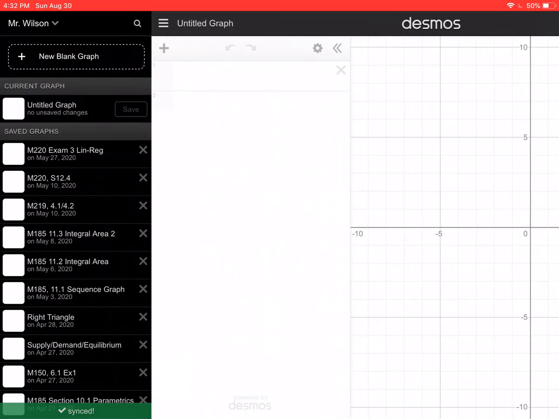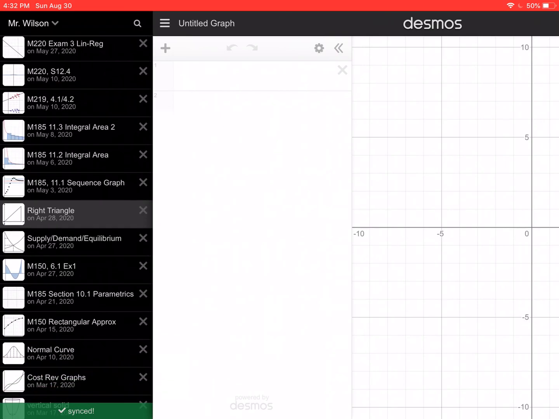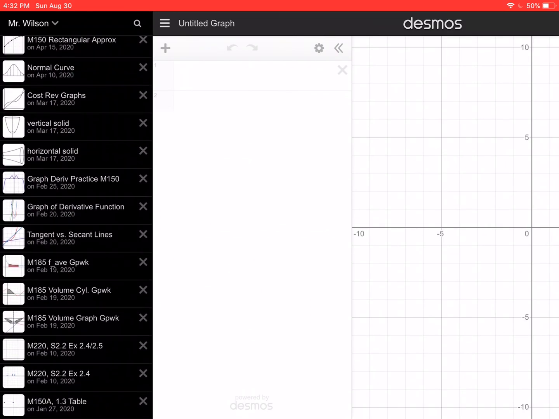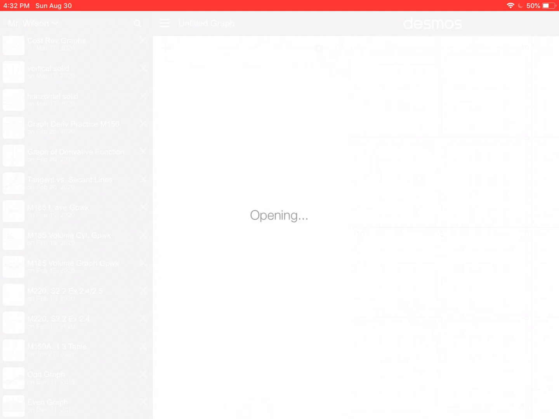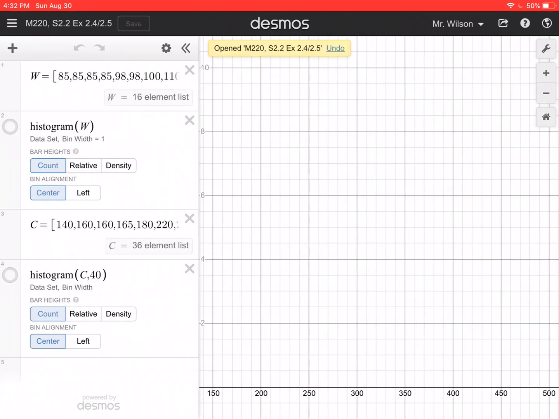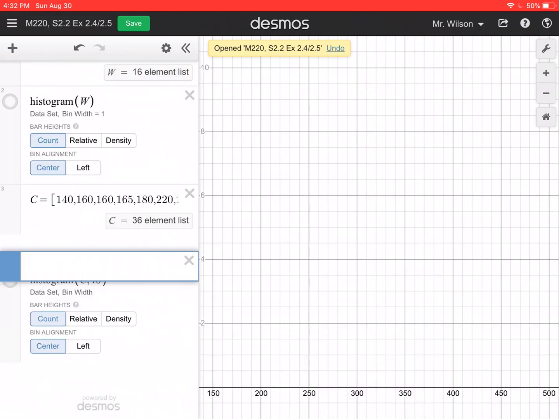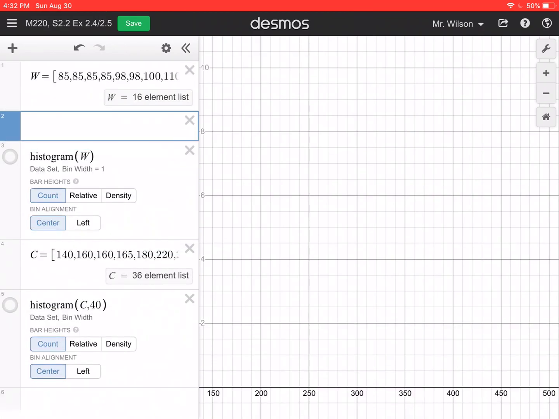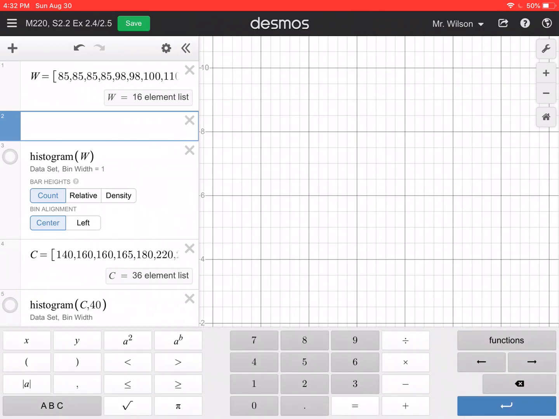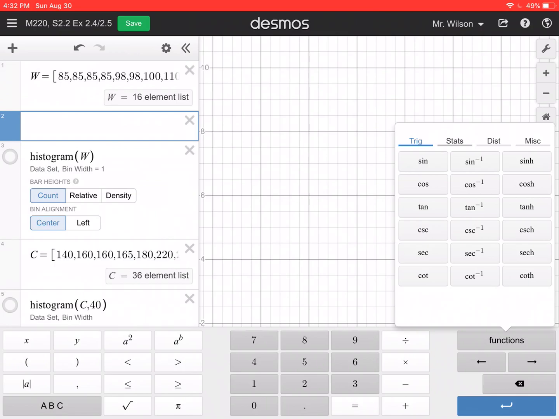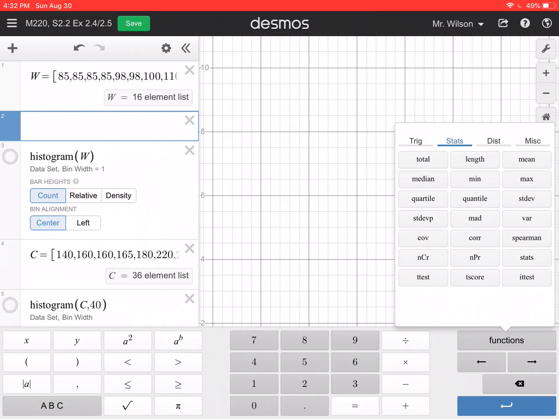Okay, so let me... waited too long, my data set went away. Here it is. Okay. So this data set we were already working with up here. That's the weight data set, right? 85 with a frequency of 4, 98, 98, 100, etc. So all we have to do, you can type it or just go to the functions.